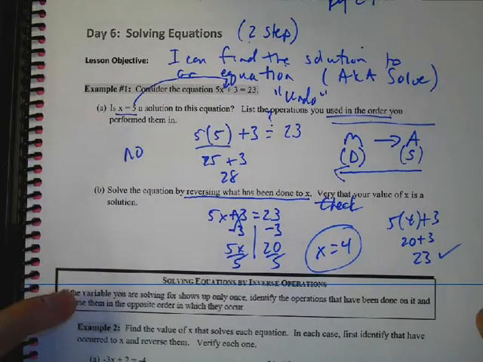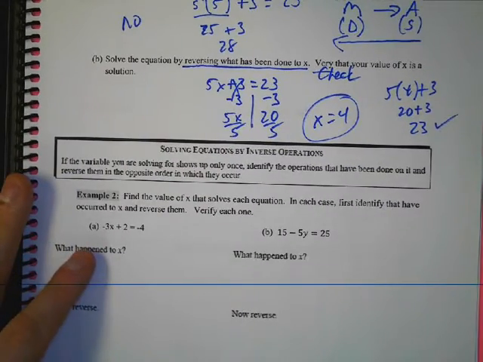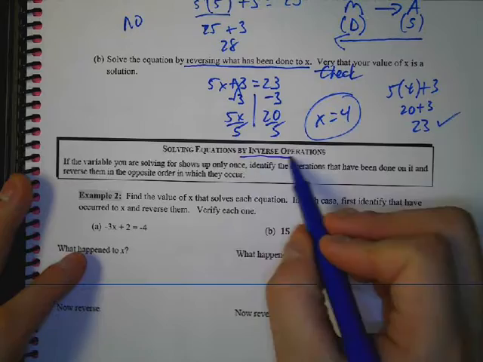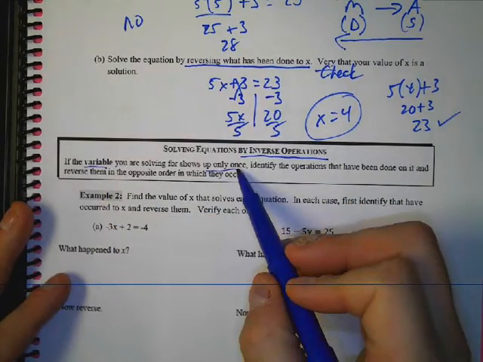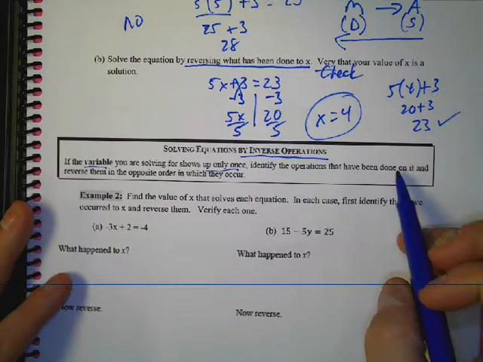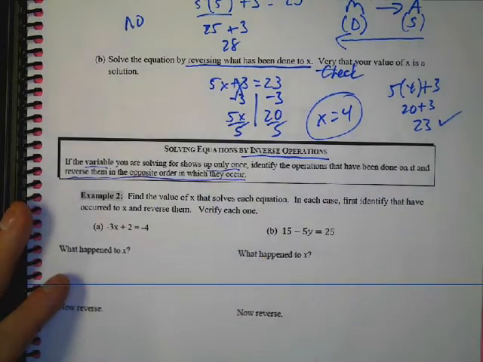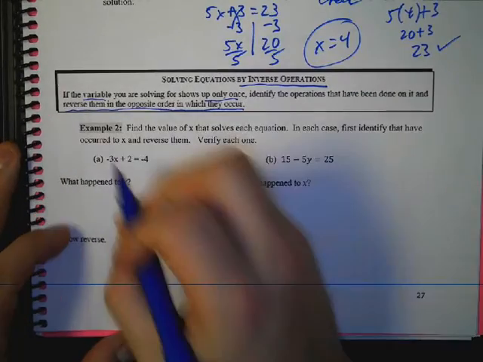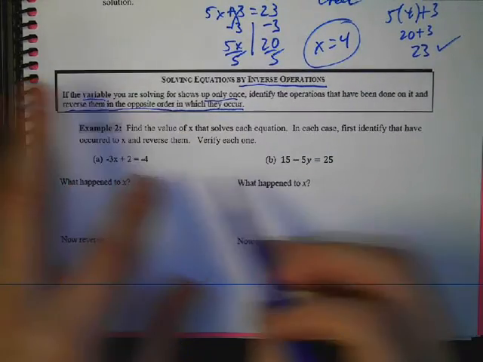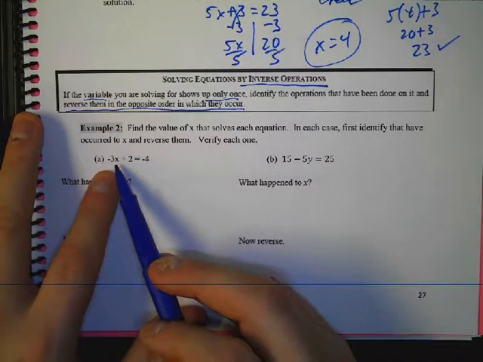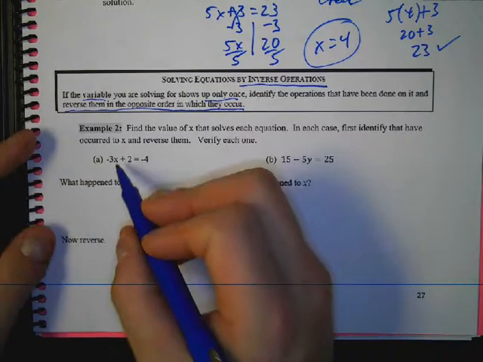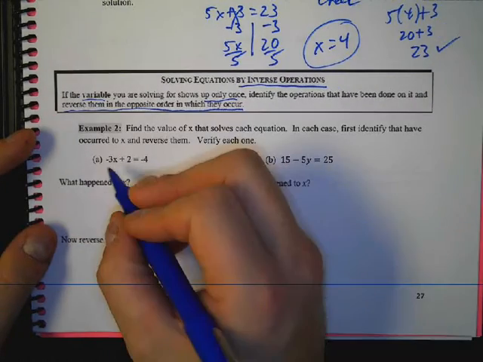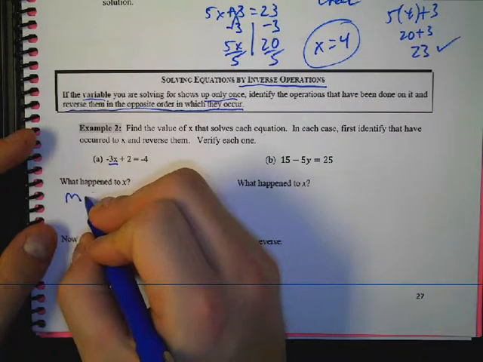Moving down to solving equations by using inverse operations. If the variable you are solving for shows up only once, identify the operations that have been done and reverse them in the opposite order in which they occur. So, in example number 2, we've got two different equations. This one has some negatives involved. This one is reversed a little bit. We're going to go through each one. First thing, what happens to x? Well, x is being multiplied by negative 3, and then you are adding the 2.